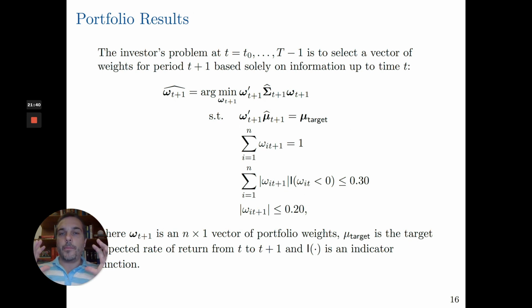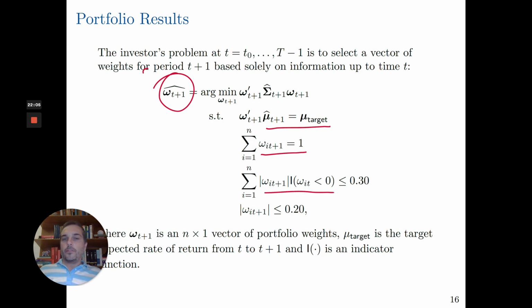So if we look at a mean variance approach, where we are going to select the weights of a portfolio, minimizing the variance of that portfolio, subject to a return target and restrictions on the weights. The weights should sum up to one, we have a leverage restriction, so we cannot have more than 30% of leverage. And also, we want a diversified portfolio, so we do not want to allocate more than 20% in one asset.